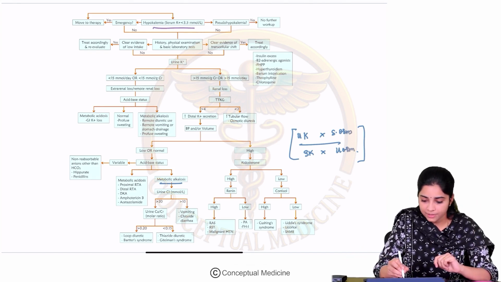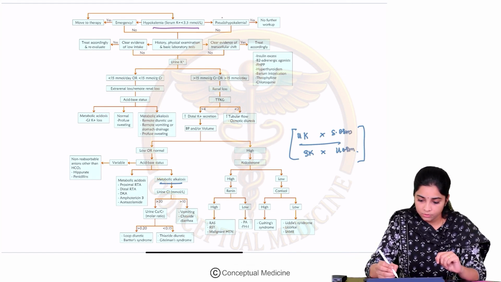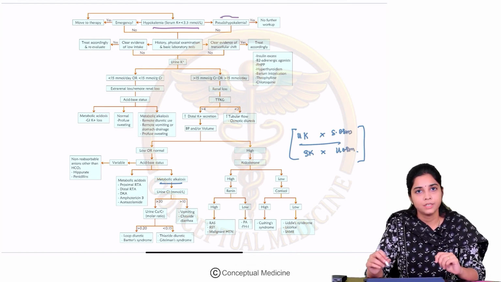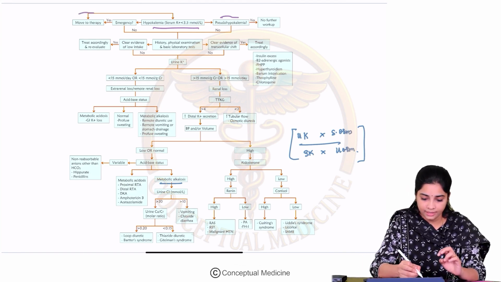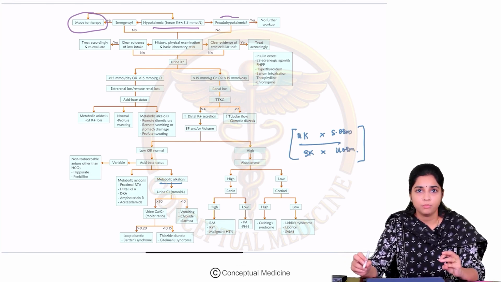So hypokalemia basically is your serum potassium less than 3.5. So you have to rule out pseudo hypokalemia. If this is pseudo hypokalemia, no further workup is needed. Always understand that if the patient is very symptomatic, presenting with hypokalemic periodic paralysis or ileus, then please go ahead to treatment and evaluate later.